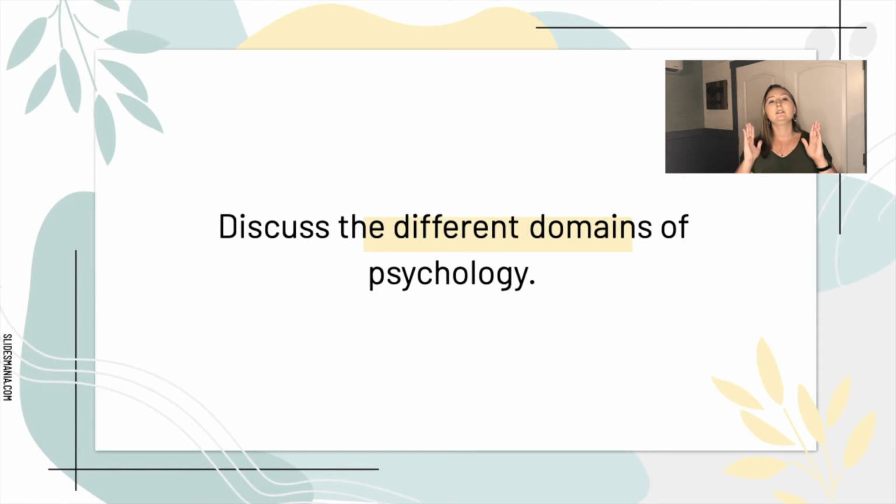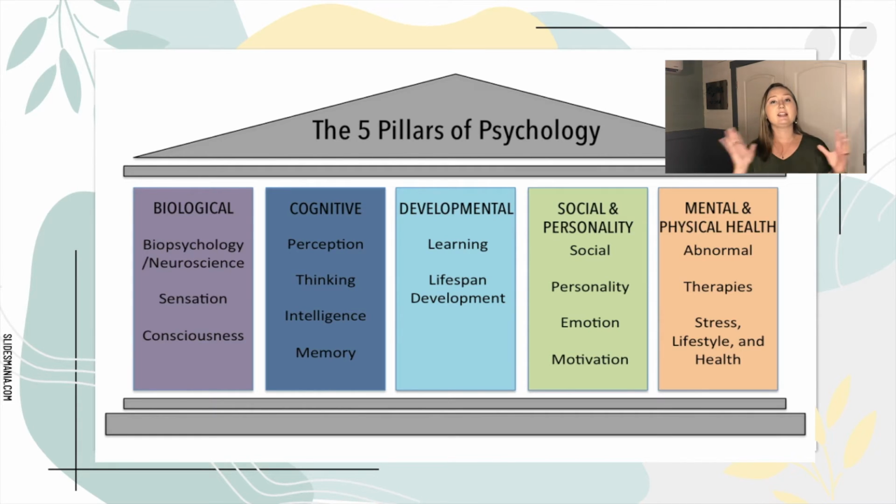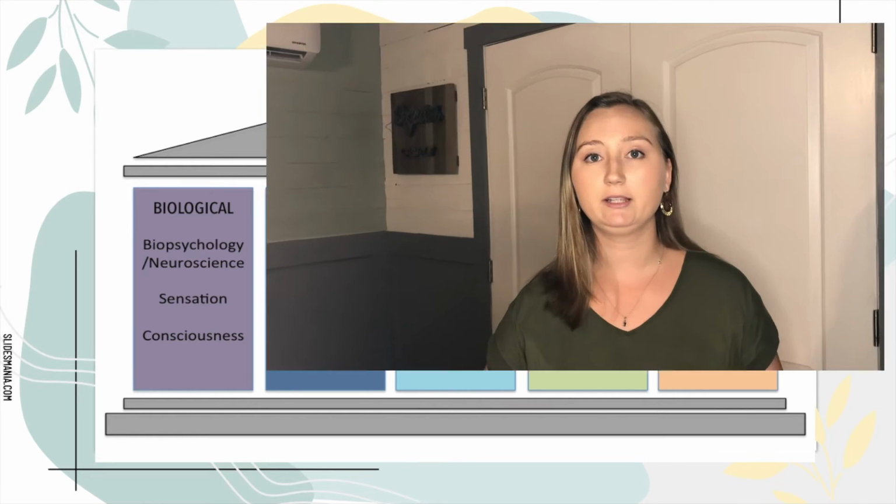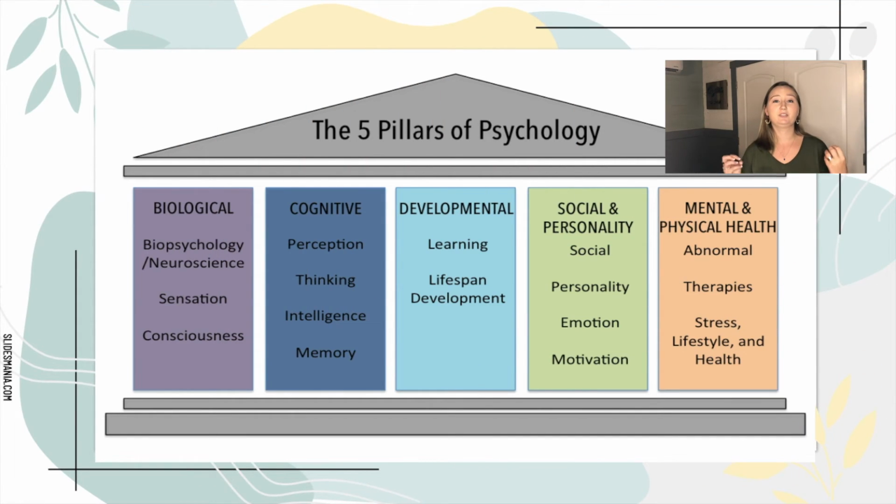All right, the third learning objective, we're going to discuss the different domains of psychology. So basically all of the different parts that make up the field of psychology, which is a very broad field. We have this nice little graphic organizer here of the 5 pillars of psychology. So we have the biological, the cognitive, the developmental, which involves human learning. Okay, we have the biological subfield of psychology.